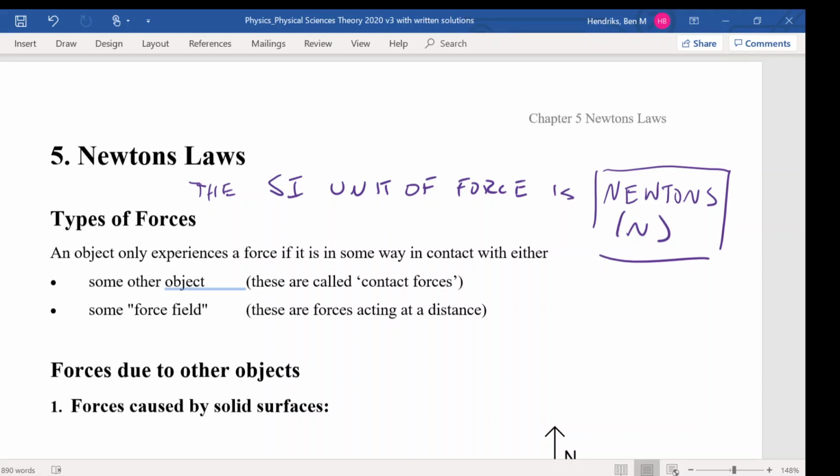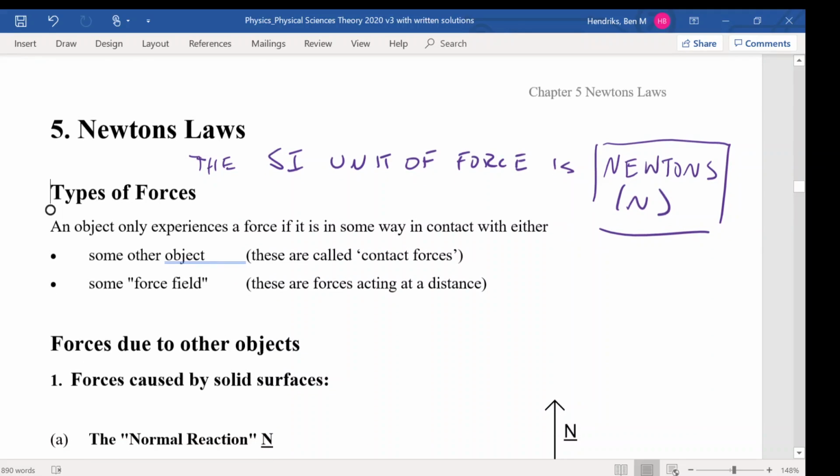Okay, so the next set of notes really just goes over types of forces and introduces you to some of the language that we use to describe forces. So if we just quickly go through these now. An object only experiences a force if it is in some way in contact with either some other object, these are called contact forces, or some force field. These forces are acting at a distance.